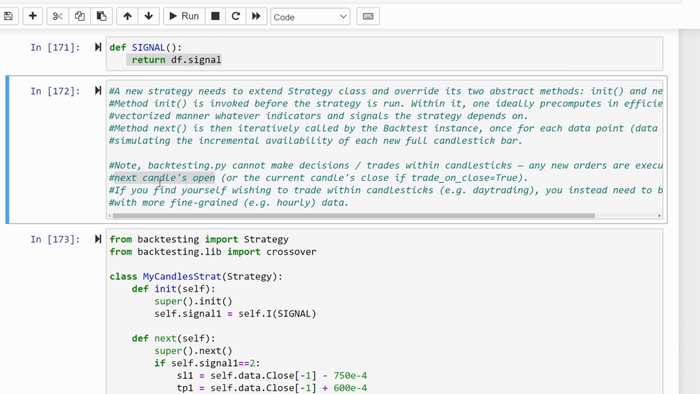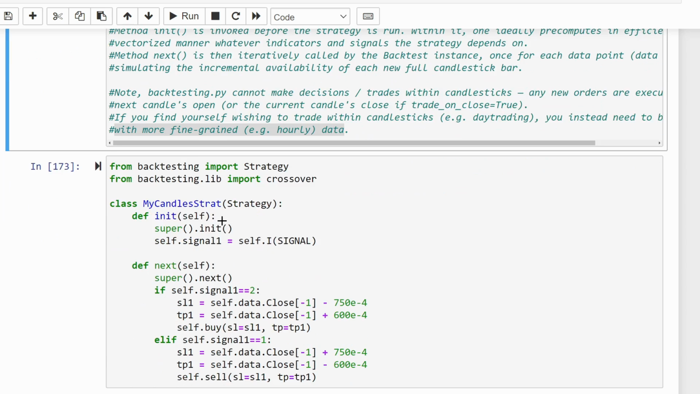If you are using, for example, 4-hour candlestick charts or daily candlestick charts, and you need something more fine, I mean, you need to execute orders at specific times of the day, we can simply use hourly data, for example, and Backtesting.py still would work in this case. Okay, so let's see how to code this.